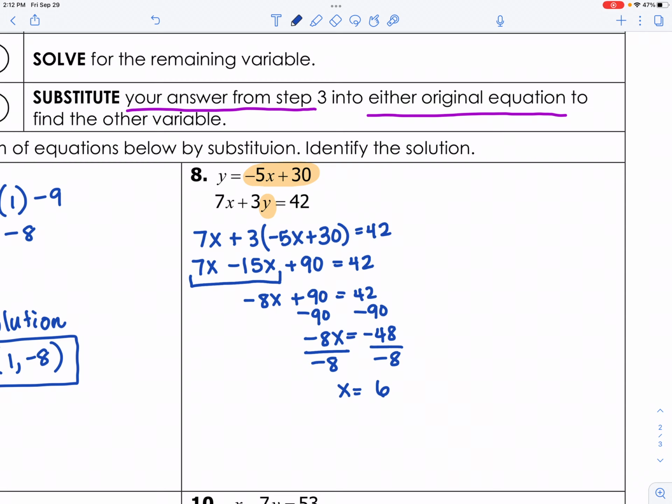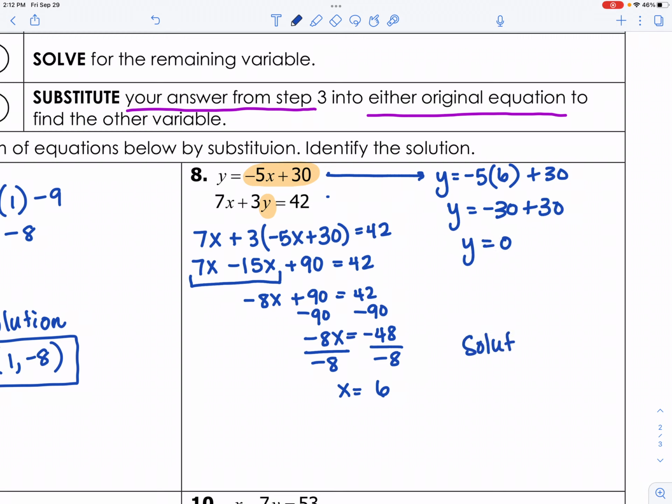Now that I have that x value, I can plug that x of 6 into the first or second equation. The first one's going to be the easiest because it's already in y equals. That's what I want to find. I want to find my y. So I'm going to use this equation to see what y equals. I have a negative 5. I know my x value is 6, so I'm going to replace that with 6 and then add 30. Y equals negative 30 plus 30, so y equals 0. So my solution is the ordered pair 6, 0.